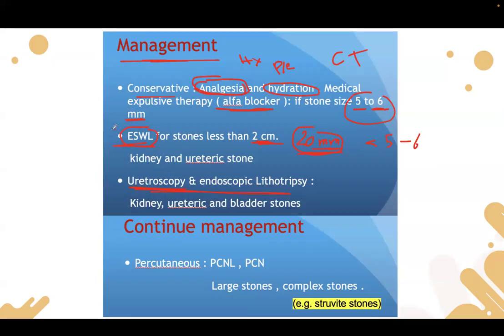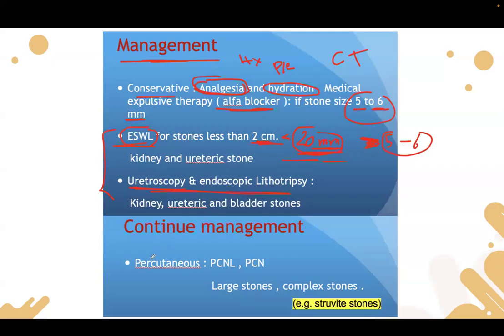So this is basically the management plan for the stones that are less than 20 millimeters and more than 5 to 6 millimeters. Yes, more than 5 to 6 and less than 20.